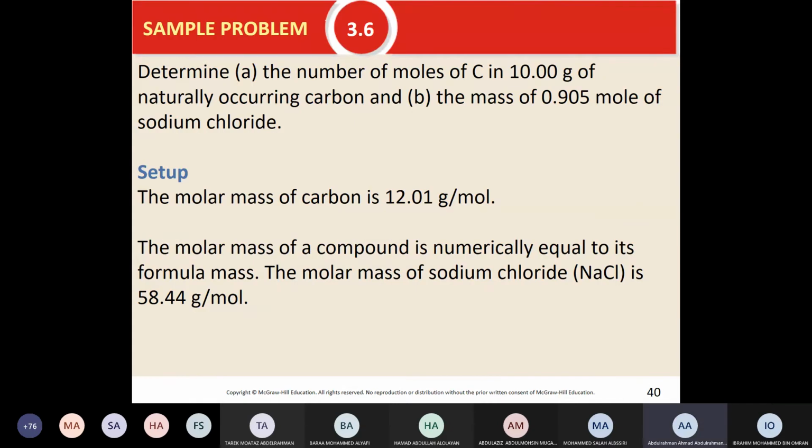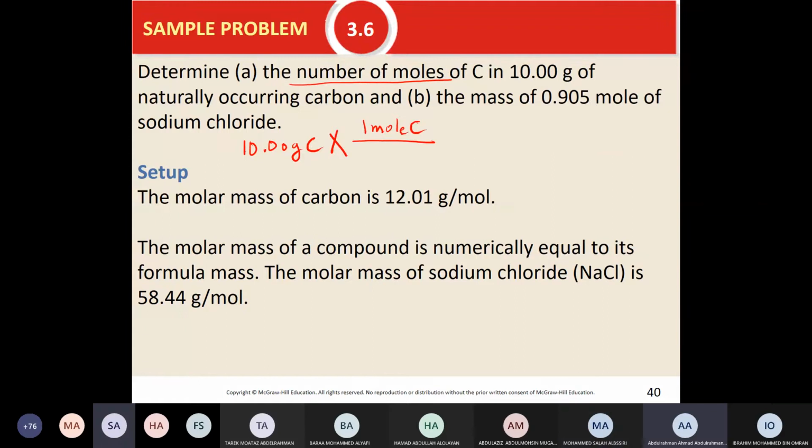Determine the number of moles of carbon in 10 grams of naturally occurring carbon. So if I have 10 gram carbon, what am I looking for? Determine the number of moles. Which equation should I use? One mole over the molar mass.